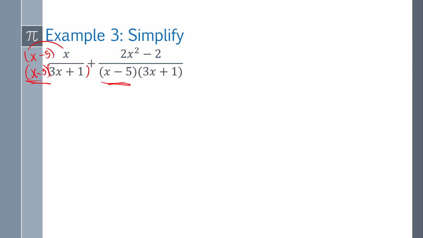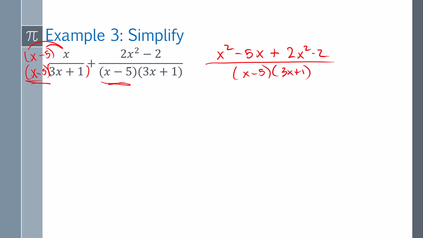Now you can distribute this, and I can combine them together. So x times x is x squared. x times negative 5 is minus 5x, plus 2x squared minus 2, all over (x minus 5)(3x plus 1). All right, so once the denominators are the same, you can combine them together. So now I need to combine like terms. On top, 2x squared and x squared gives me 3x squared, and then minus 5x minus 2.